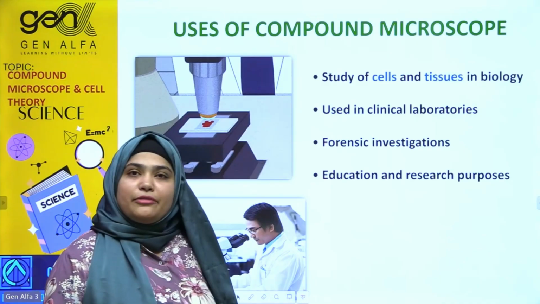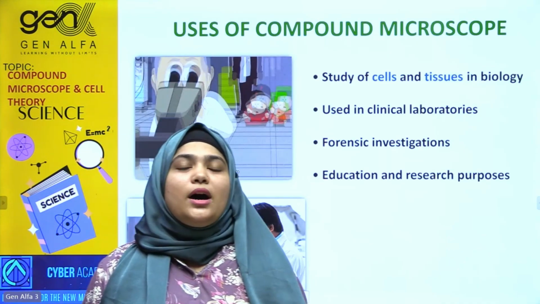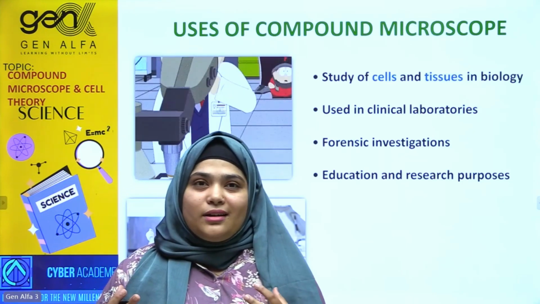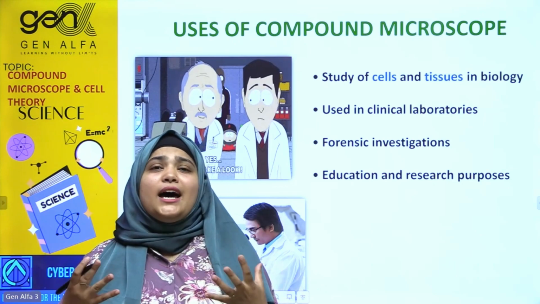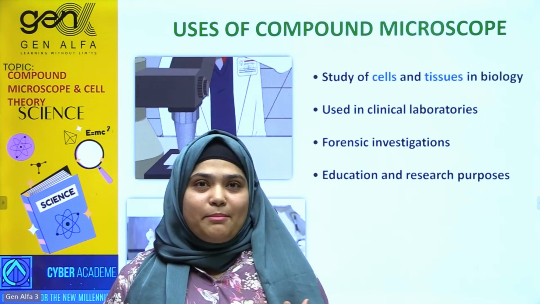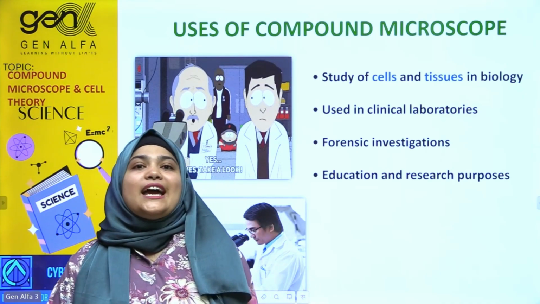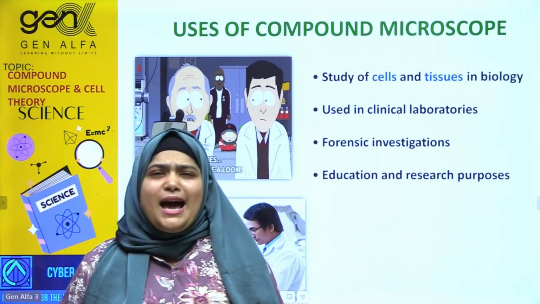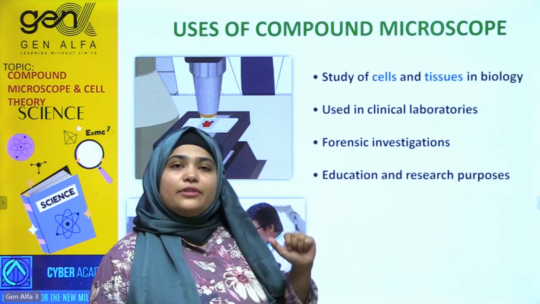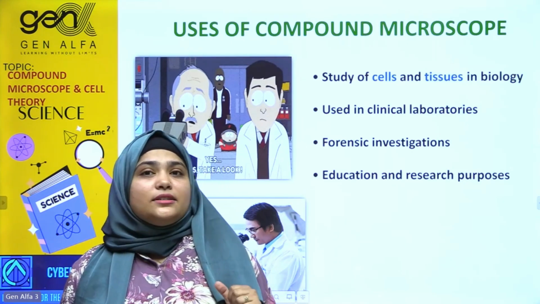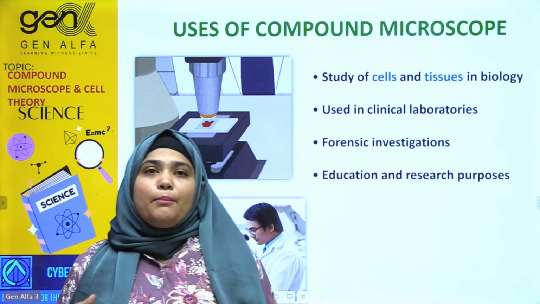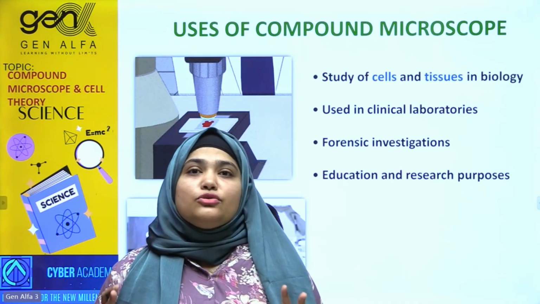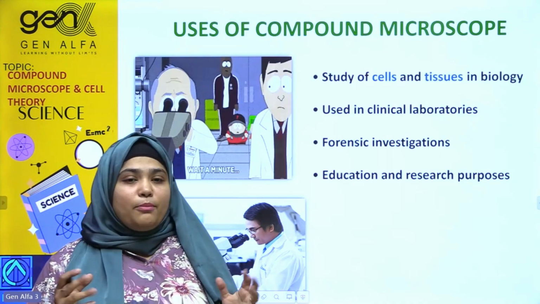Next, education and research purposes. Education, like you students are doing in your school labs. I discussed with you in the last class how we are able to observe onion cells under the microscope. So the microscope is also used for education purposes. Students are observing to find out what is actually happening inside plant cells and animal cells. And in research areas, scientists, researchers and scholars use the compound microscope to discover new things. So this was all about the uses of the compound microscope.